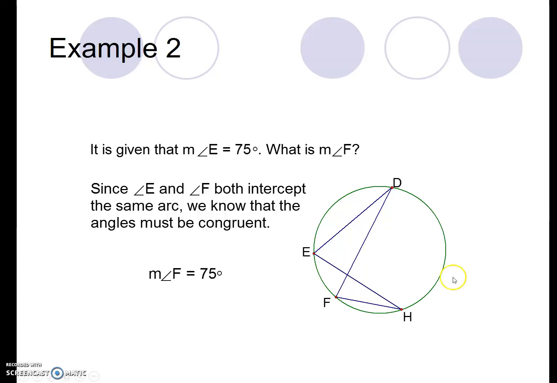also 75 degrees. What you'll notice here is there's two other angles, D and H. These guys here are also going to be congruent because they're going to intercept that same arc EF. Just kind of pointing that out to you.